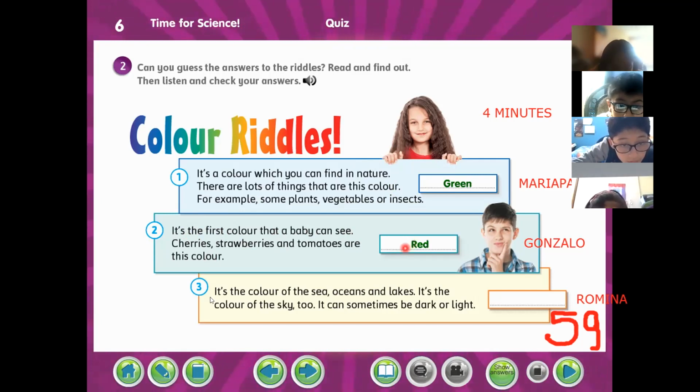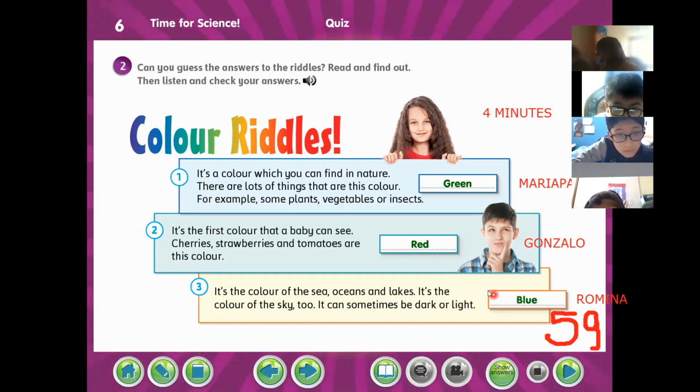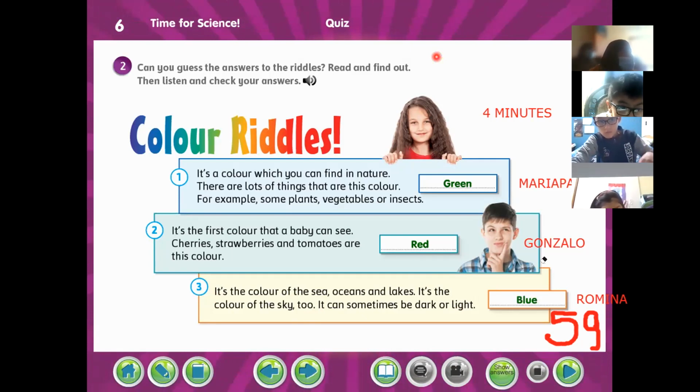Romina, number 3. Teacher, it's the color of the sea, oceans, and lakes. It's the color of the sky, too. It can sometimes be dark or light. Teacher, I think it's the blue. Yeah, you're right. Thank you, Romina. The blue color, no? The oceans, the lakes. Yeah, let's continue, please, now with Rodrigo, Camilo, and Veronica.